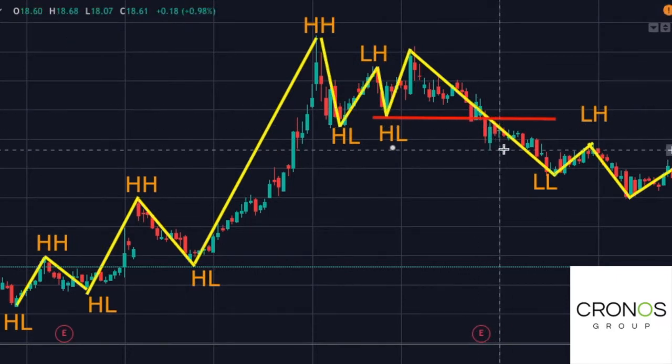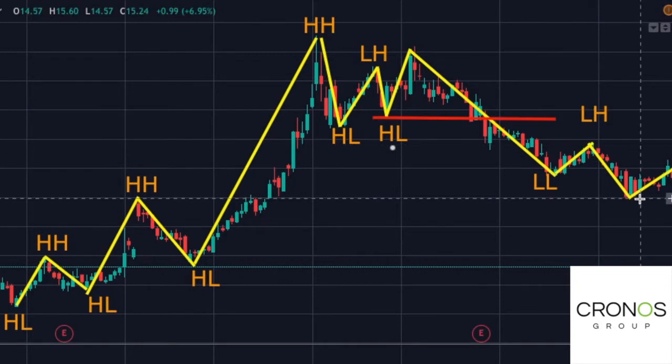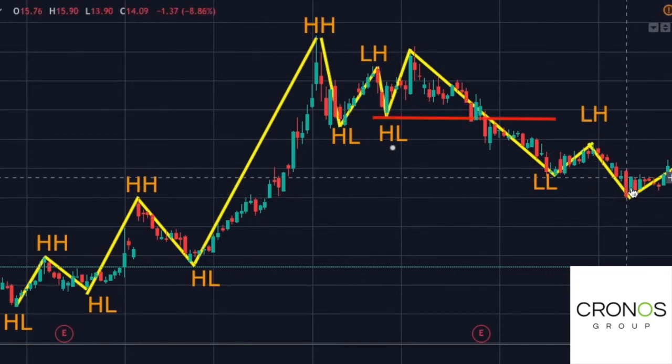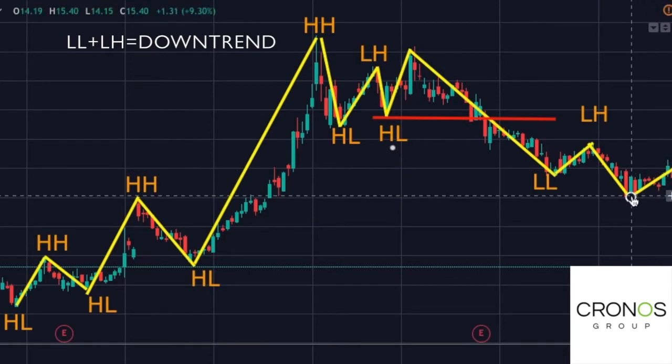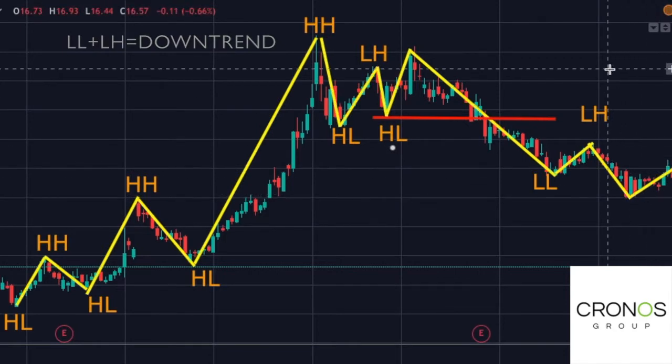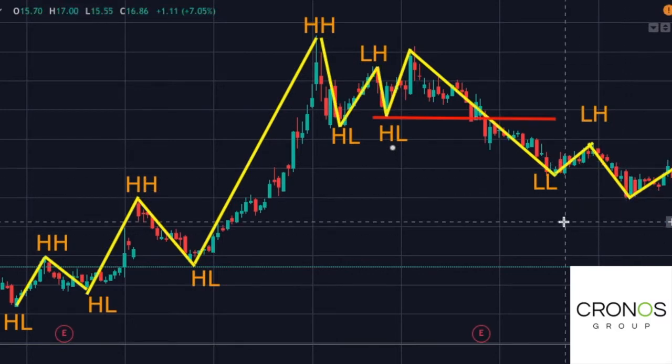Okay, we are either consolidating or reversing. So now we have a lower low here. Then we bounce back up and then roll back over, and we have another lower high. What that means: lower low plus lower high equals a downtrend. So now we are in a downtrend. And this works like that the other way around as well.